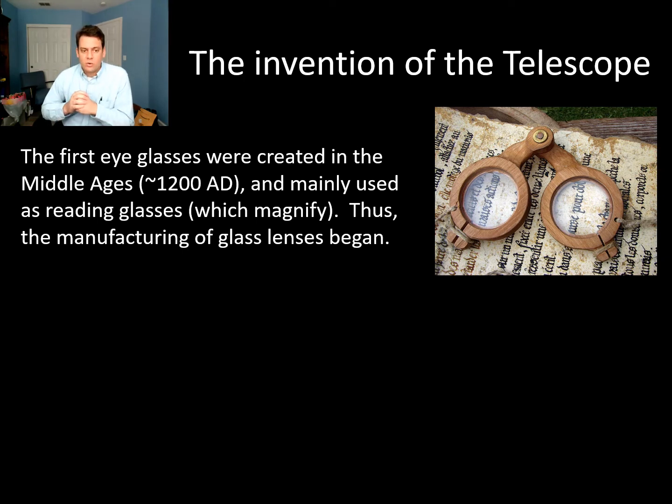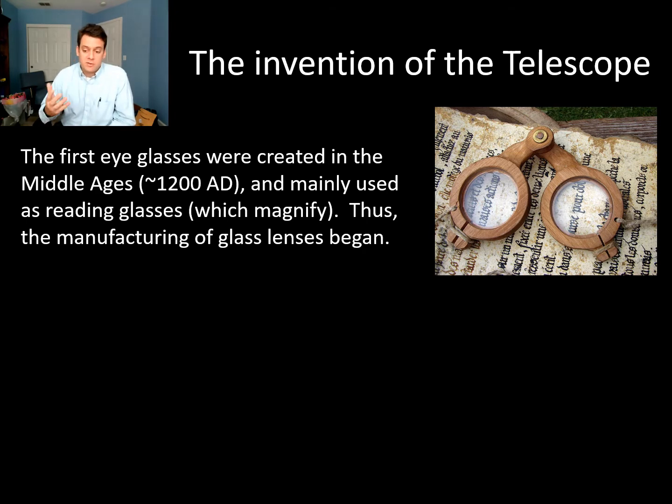Eyeglasses, for example, were created first around 1200 AD. Before I taught this class, I had no idea they had been around so long. They were mostly used as reading glasses, basically as magnifying glasses. People realized that, hey, if you curve glass in a particular way, you can make things look bigger. And so reading glasses started to be a thing almost 1,000 years ago.